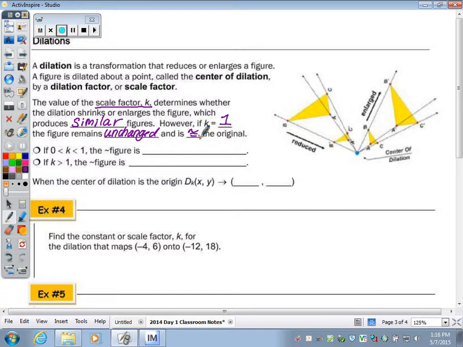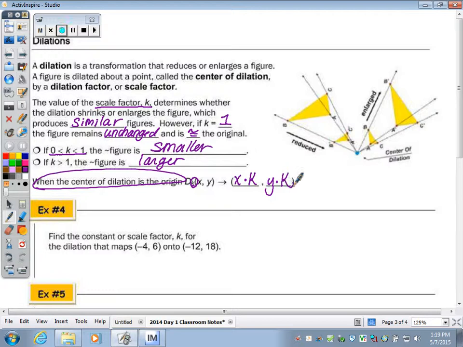So our scale factor, okay, if it's positive, in between 0 and 1, so it's less than 1, is that going to make the figure larger or smaller? Cody? Smaller. If k is greater than 1, our figure is larger. And when the center of dilation is the origin, only when it's at the origin, with a scale factor of k, we just simply multiply the x by k and the y by k.